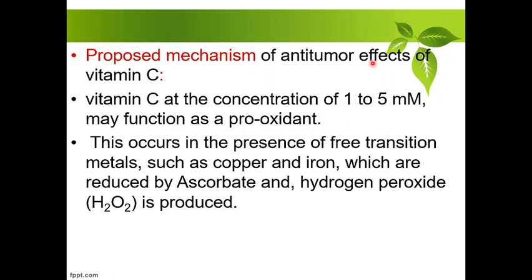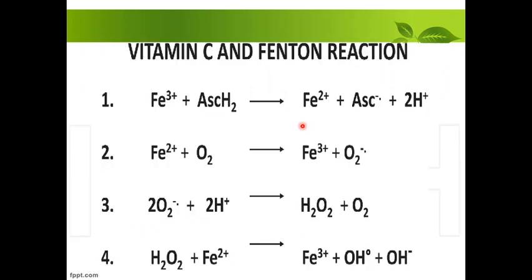Proposed mechanism of anti-tumor effect of vitamin C. Vitamin C at the concentration of 1 to 5 millimole may function as a pro-oxidant. Pro-oxidant, I have told you, that is hydrogen peroxide. It kills the tumor cell. This occurs in the presence of free transition metals such as copper and iron. I have shown you in combination with the iron, which is reduced by ascorbate, ascorbic acid, and hydrogen peroxide is produced. Here again, the same Fenton reaction.